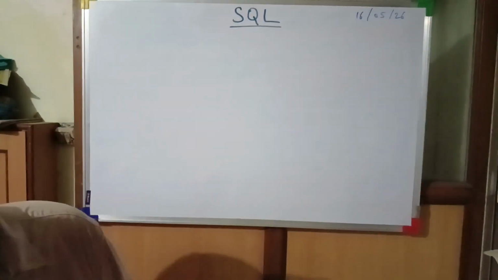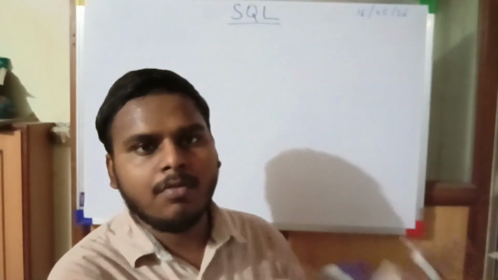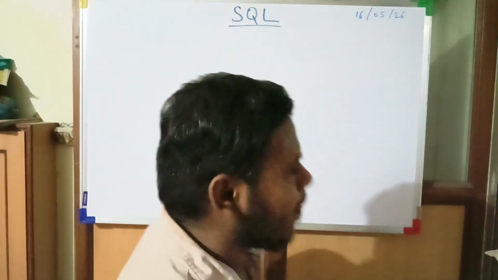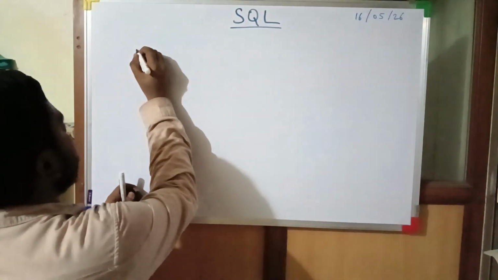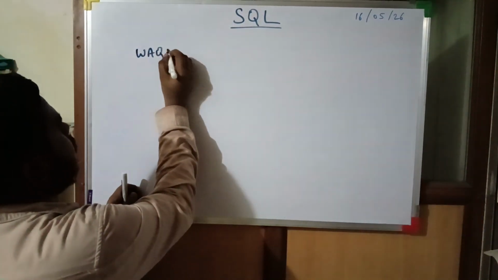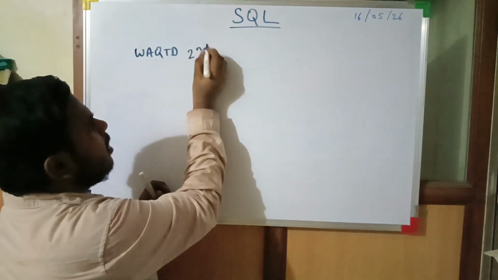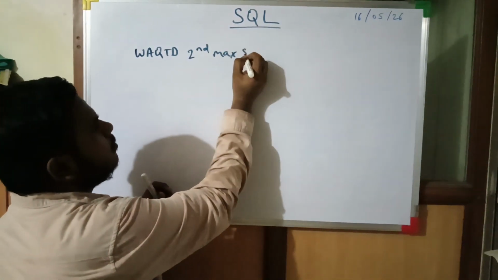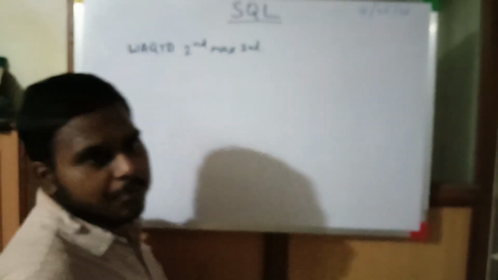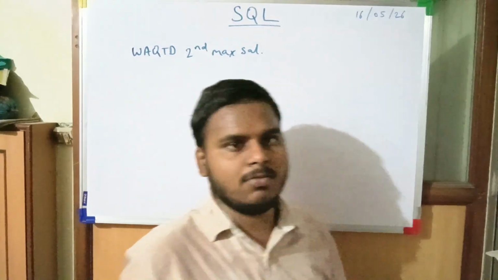Before starting, I will first give you a question, then I will give an example, then we will solve it using the query. Directly jumping into the query might be boring. So the question: write a query to display the second maximum salary. We need to solve this using subquery. I need to know the second maximum salary.